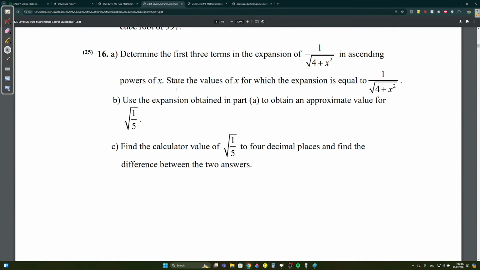9.989998998. Okay, question 16. Determine, if I'm not wrong, this was a question in the book, I think.